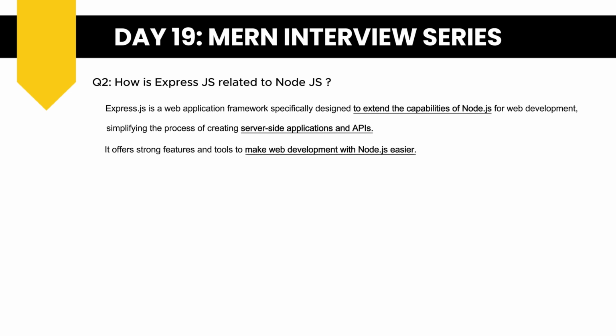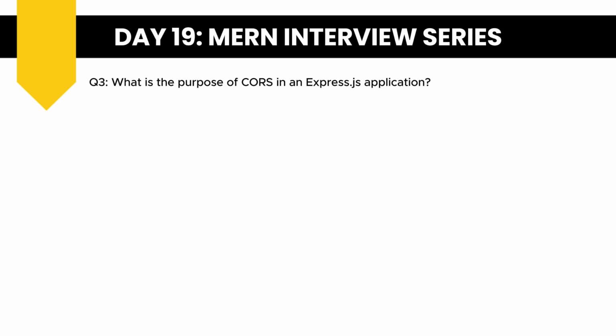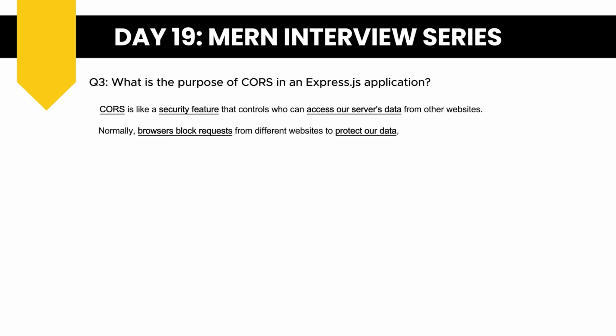Now let's move on to the last question for day 19. What is the purpose of CORS in an Express.js application? We know that in an Express application, CORS is like a security feature that controls who can access our server's data from other websites. Normally, browsers block requests from different websites to protect our data, but with CORS we can decide which websites are allowed to make those requests safely.